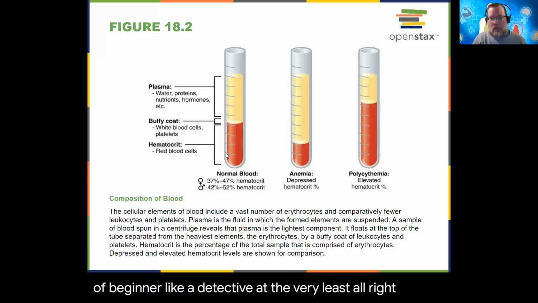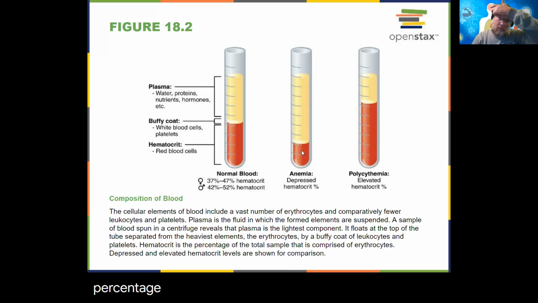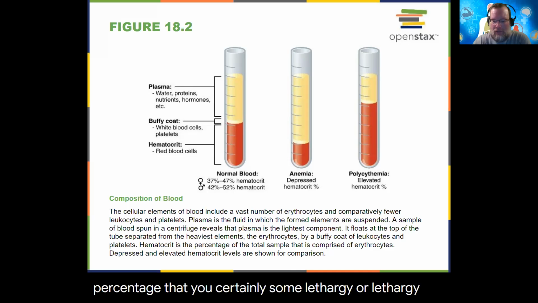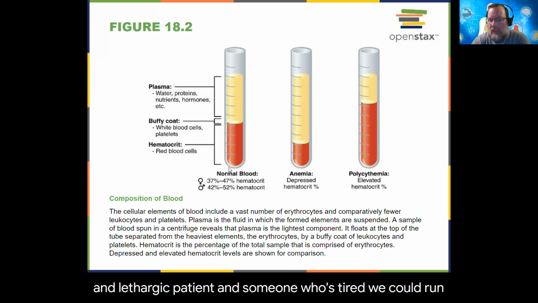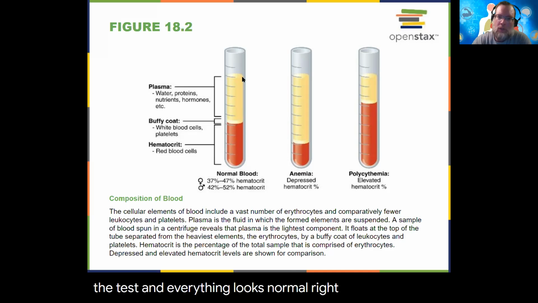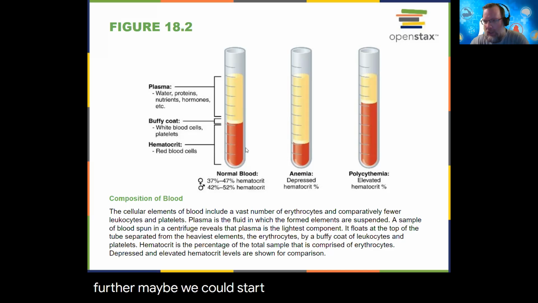All right, so anyway, with anemia, we see that depressed hematocrit percentage, that it's going to lead to certainly some lethargy, a lethargic patient, and someone who's tired. Yeah, we could run the tests and everything looks normal, right? So we could go further. Maybe we could start looking at insulin levels. Maybe that's why they're sluggish. Maybe there is a whole slew of other issues.